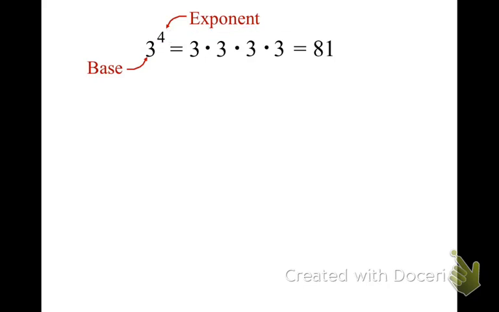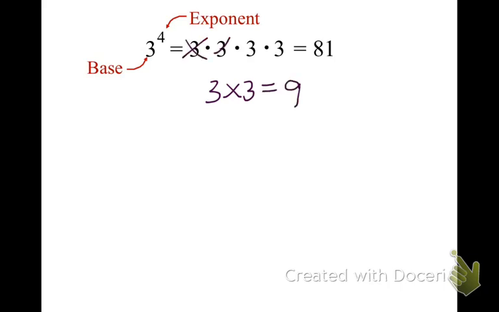Now, with an exponent, you always have to have a base, because you're going to be multiplying your base by how many times your exponent is. Since my exponent is 4, that's why I have 1, 2, 3, 4 3's. Then what are we doing? We are always multiplying them. So it's 3 times 3 gives me 9.